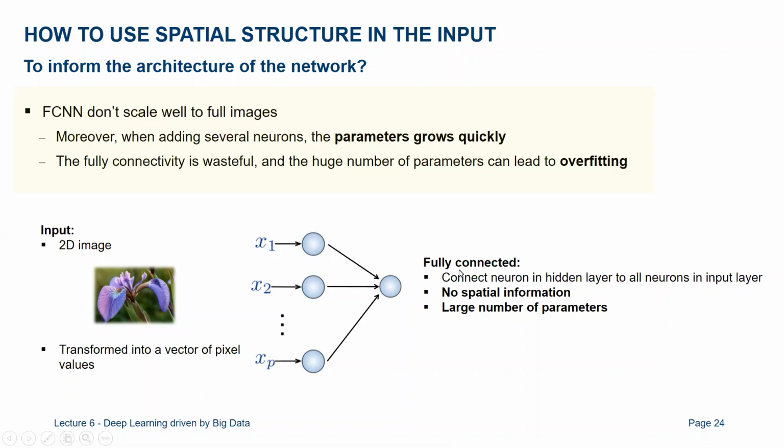So what we can say is that in the fully connected architecture, you don't consider the spatial information. You have a large number of parameters because, as I said before, each connection is a weight, so it's a parameter that has to be learned. So it looks like there are many disadvantages to using such an architecture for an image recognition problem, for instance.